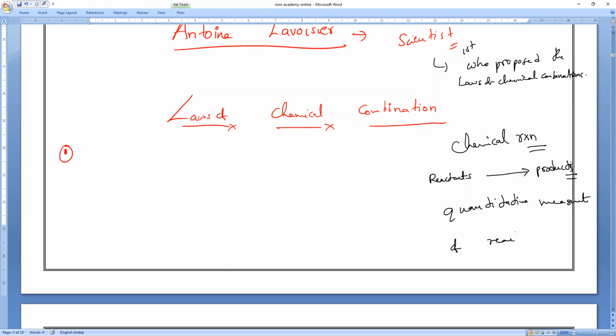Note it: measurement of reactants and products. What is the importance of the laws of chemical combination? They are guiding laws to know why different elements combine. That is the first point. They help us know how and why different elements combine, and they help us calculate the quantitative measurement of reactants and products. That is the importance of the laws of chemical combination. Clear?